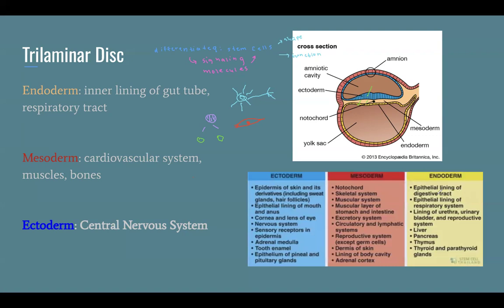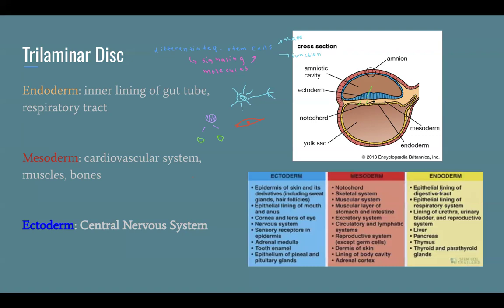It also will form the inner lining of your lungs. So when you have your lungs, the innermost layer is known as your mucosa, and your submucosa, all of that is derived from your endoderm. And when you think endoderm, just think inner lining of organs.